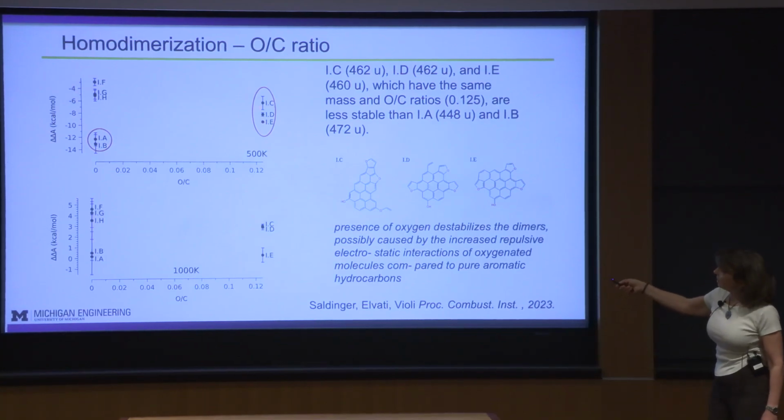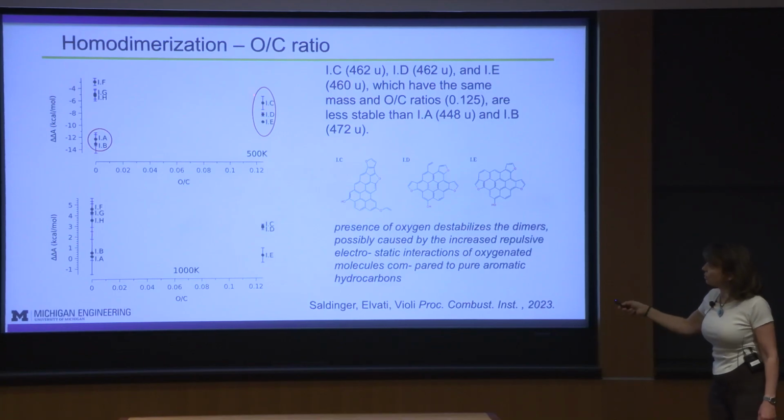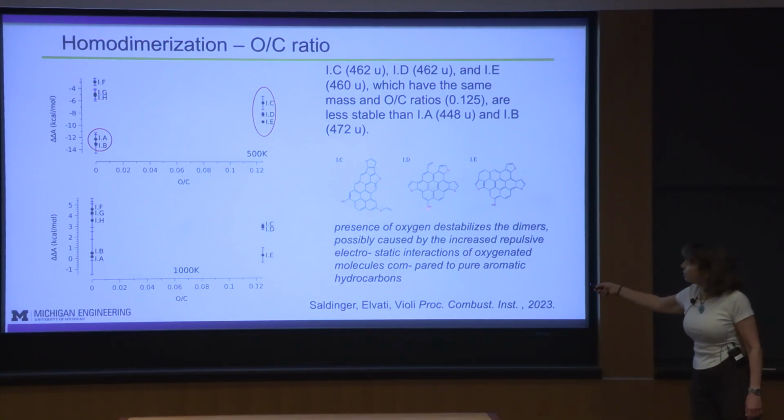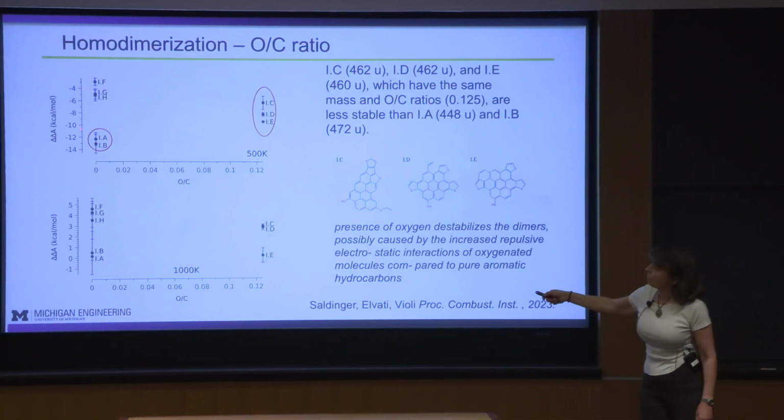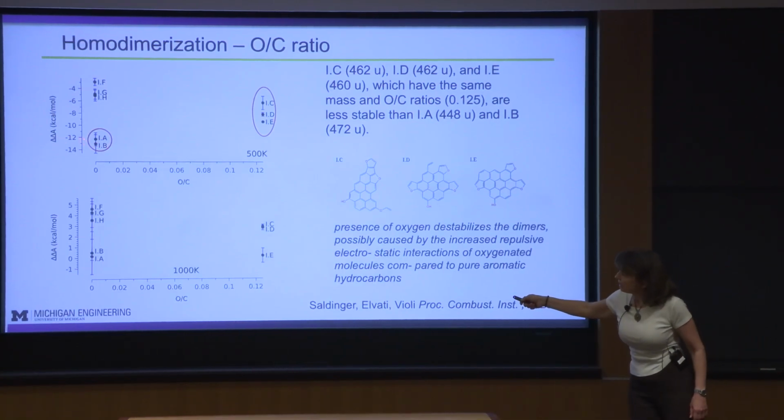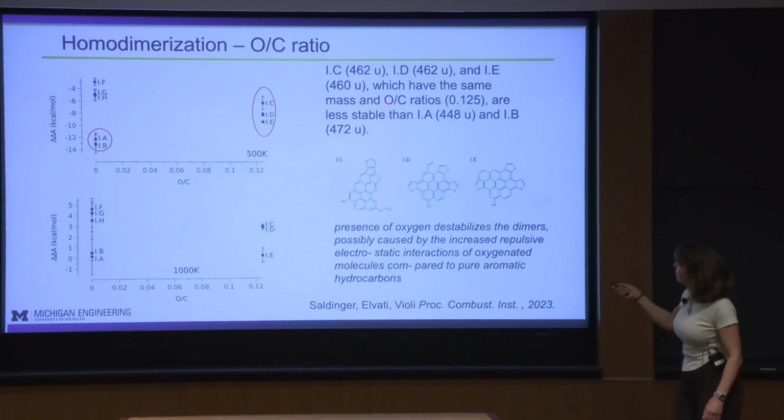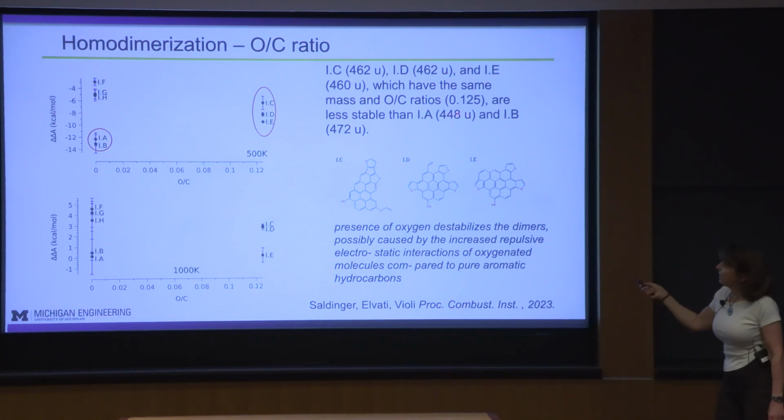So this one here in the oval part, basically, somehow the presence of oxygen is influencing the ability to form a dimer. And so those are the species, IC, ID, and IE. They all have oxygen on this species, while this other guy here, we don't know why, is more stable, okay? Even if the mass is on the same order.